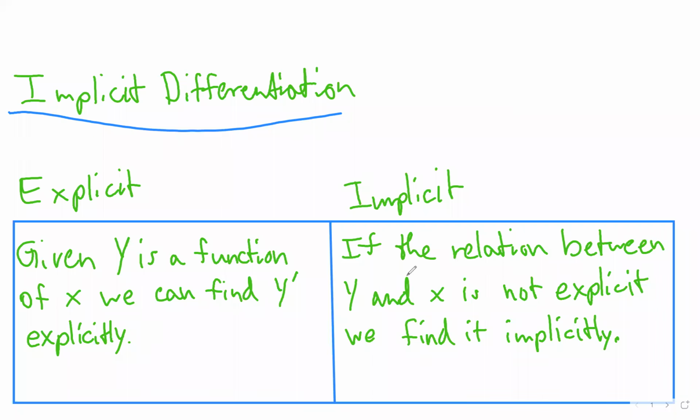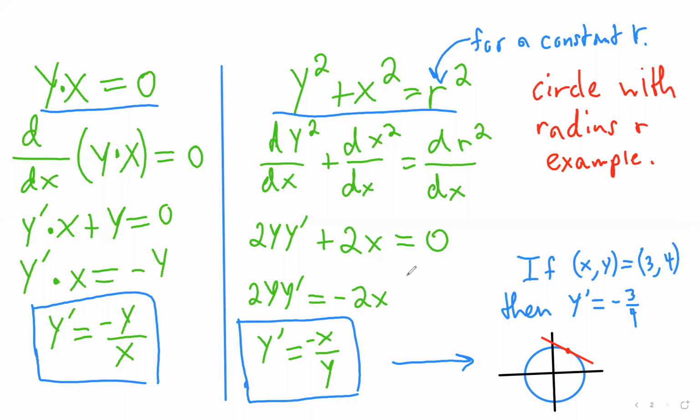And so I can show you what that is in a second, but I'm going to talk a little bit about what implicit differentiation is. It's basically the differentiation of each of the terms in a relation where y and x are not explicitly related to each other. And so in the relation between y and x, if it's not explicit, we'll find it implicitly. And so I have a couple of examples here just to show you what implicit differentiation looks like.